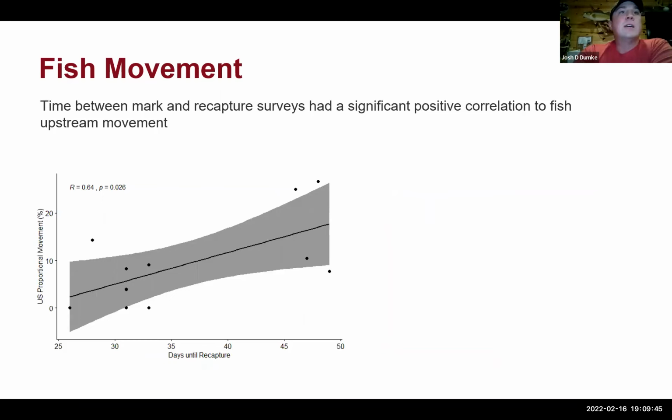So then we looked at correlations. Time between mark and recapture surveys had a significant positive correlation to fish upstream movement. What I'm showing in this graph is proportional movement on the y-axis and days until recapture on the x-axis. So the plot is over time, days between mark and recapture, how many fish moved upstream past a dam. Next.